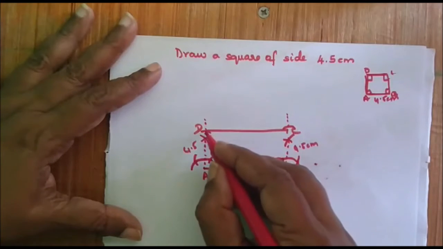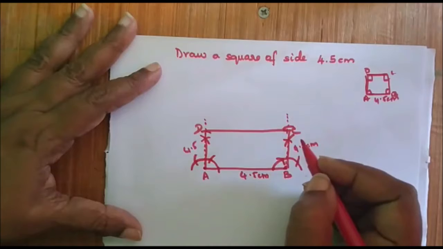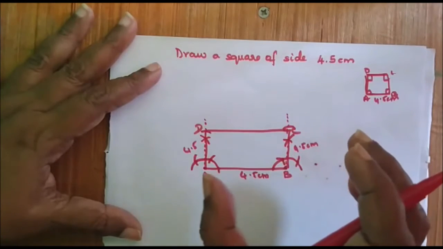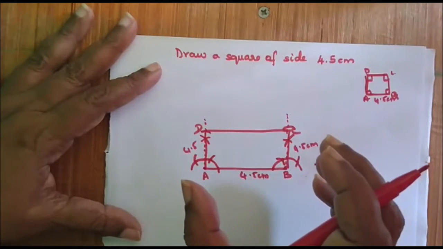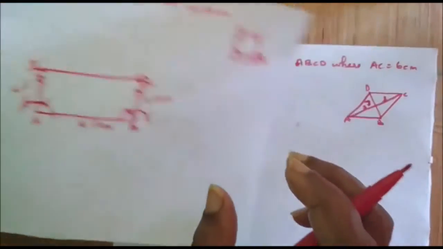So this is how we draw a square. Since I have not used a scale, I haven't got a perfect shape, but when you use a scale and you do it, you will get a correct perfect shape. Okay. Now we'll go to the next one.